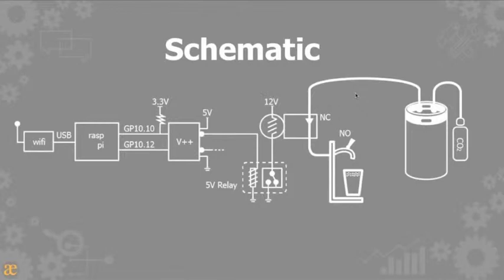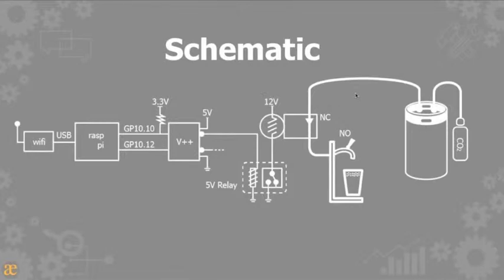There wasn't really a pull-up resistor there. I just wanted to show that the Raspberry Pi logic level is 3.3 volts, so I used a logic converter to step that up to 5 volts. That's the V++. The way binary works, if you don't know, is that your 1 translates to some voltage and your 0 translates to ground.